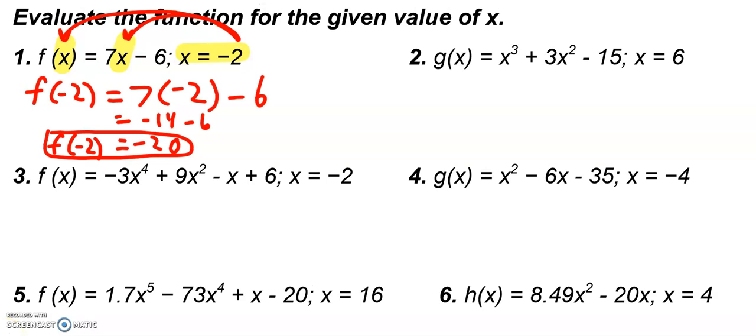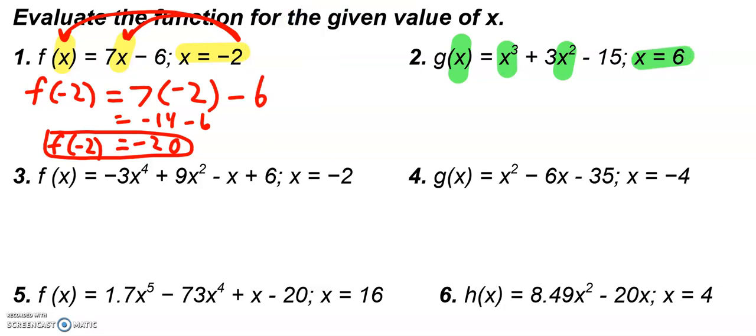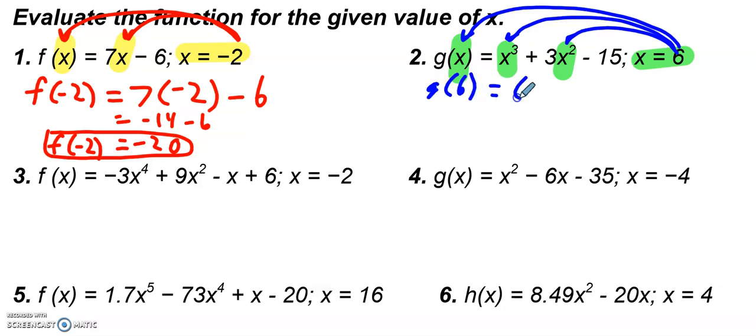Okay, so let's try the next one. Hopefully pretty straightforward. I've got x's, and I've got 6, right? There's an x, there's an x, there's an x. I know x equals 6. So then we can take the 6, plug it in here just so we know what we're doing, and then this is the actual calculation part, right? And so this becomes g of 6 equals 6 to the third plus 3 times 6 squared minus 15.